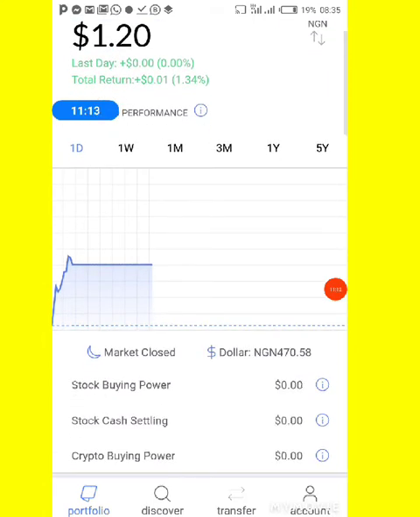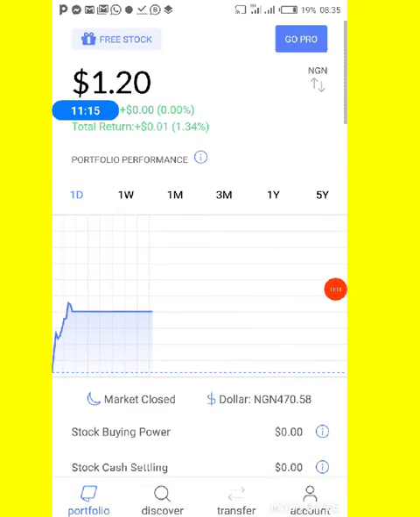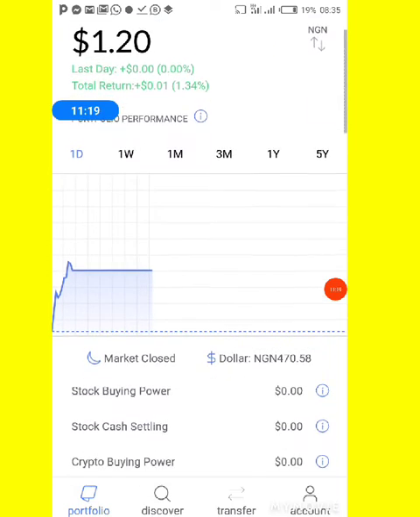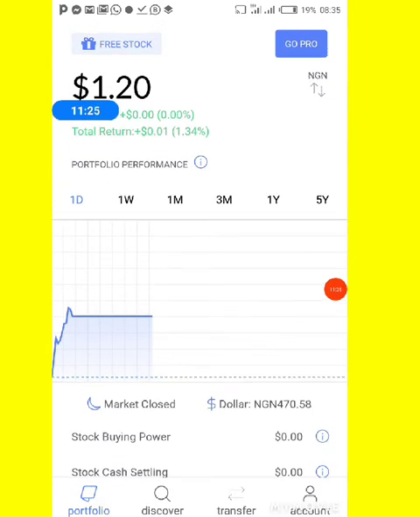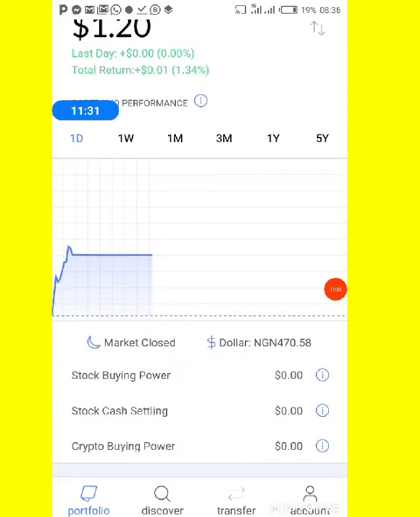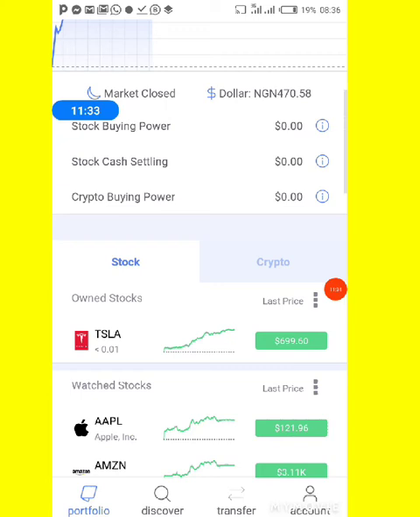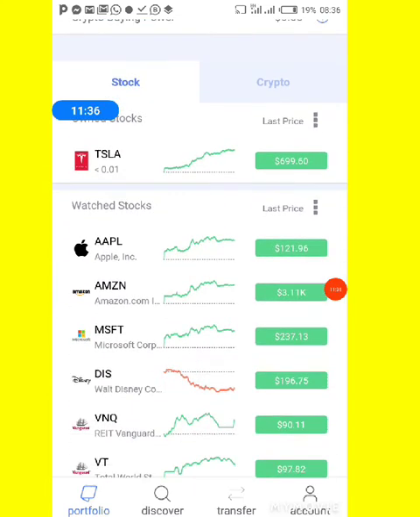So in here, as you can see, I already have a percentage of 1.34% interest. That is, if $1 could give me $0.20 within 2 days, it means that even if I invested about $100, how much do you think I would have gotten? This is just more than all these Ponzi schemes. So, like I've said before, I want to show us how to invest.